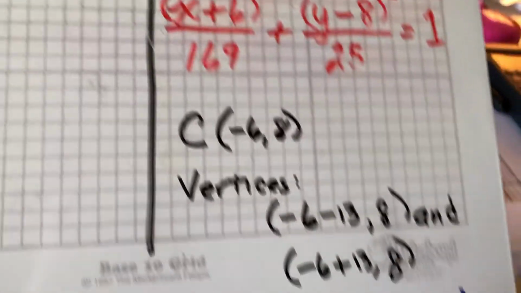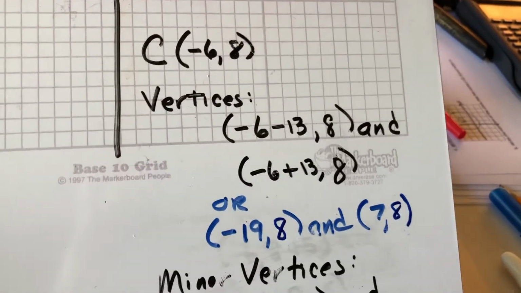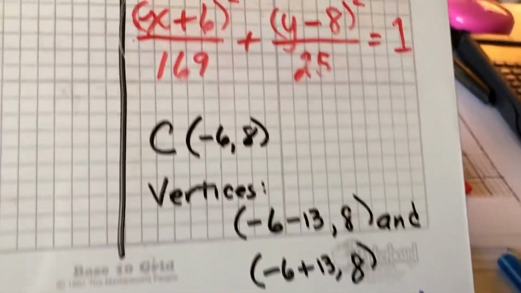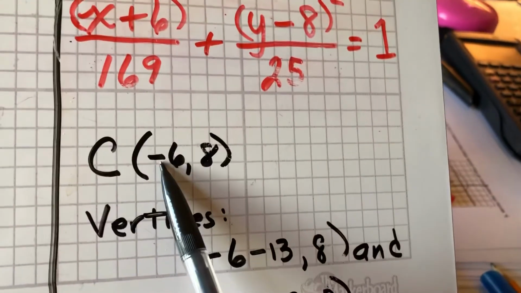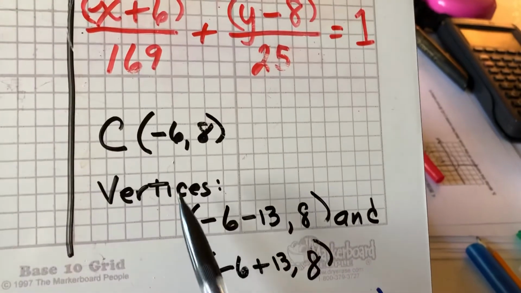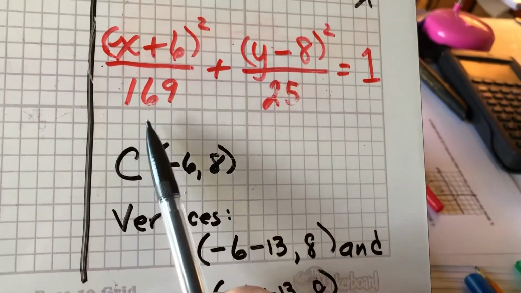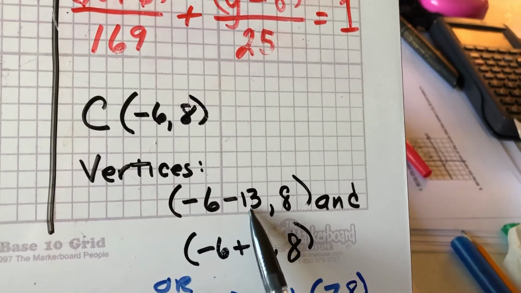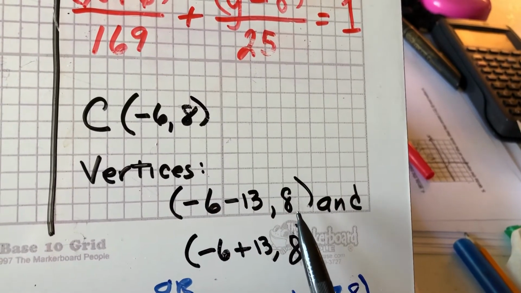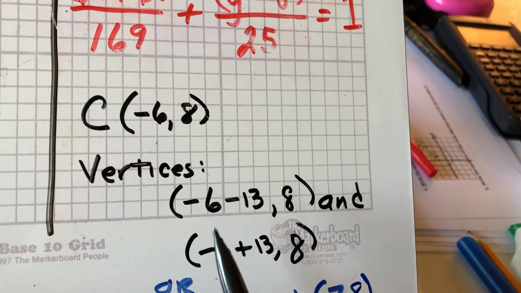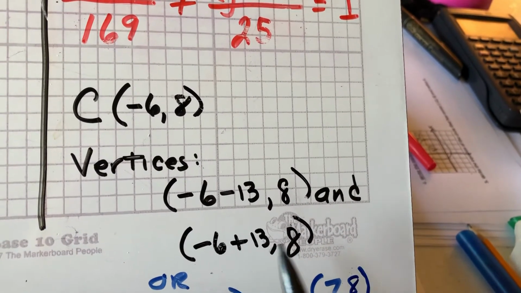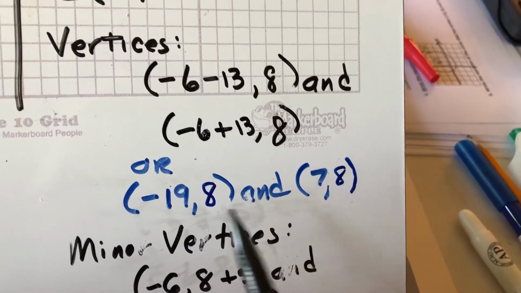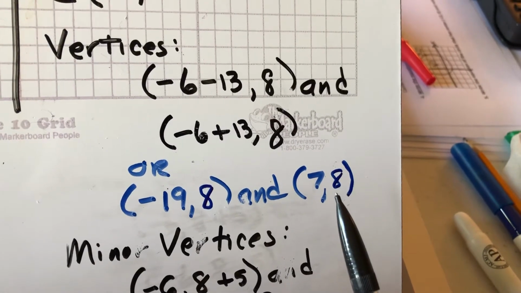All right, along with that, you have to be able to list the center, the vertices, and the ends of the minor axis or the minor vertices. All right, so starting at the center with negative 6, I'm going to have a vertex. This is my X value, right? Plus and minus 13. So I take negative 6 minus 13, stays with the 8 because that's not going to change when I'm going right and left. And then I also have the negative 6 plus 13 with the 8. That gives me the actual points, negative 19, comma 8, and 7, comma 8.